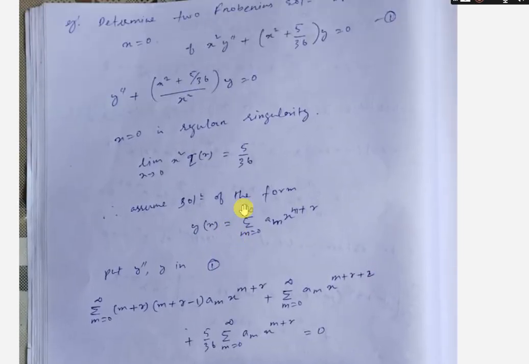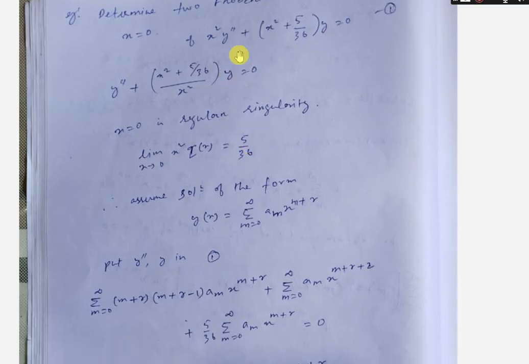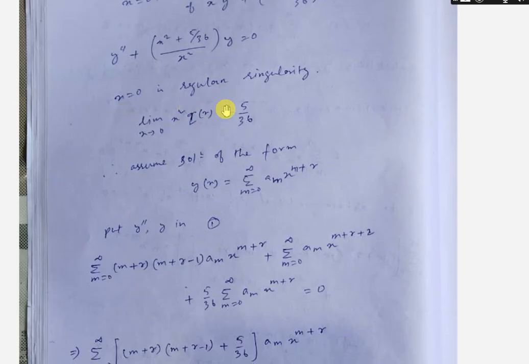Now let's see one more example. We need to find two Frobenius solutions around x is equal to 0 of this differential equation. You can write this differential equation like this, dividing throughout by x squared. And x is equal to 0 is a regular singularity. Why? Well, x is equal to 0 is a singularity, but if we define q(x), multiply that with x square and then take the limit x tends to 0, we will get a finite value, so it is called a regular singularity.